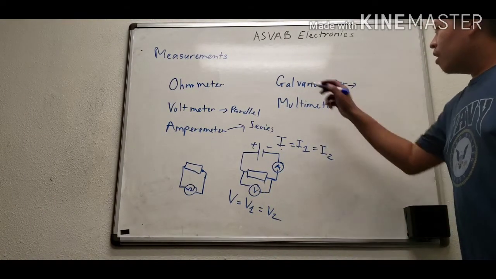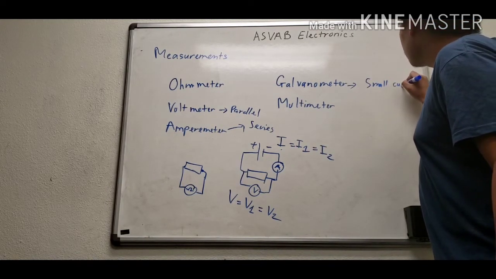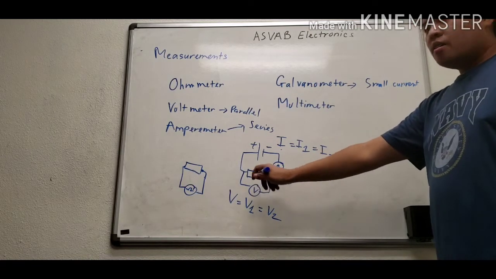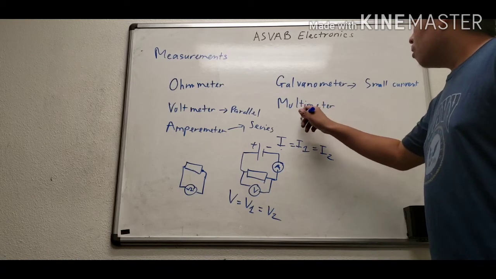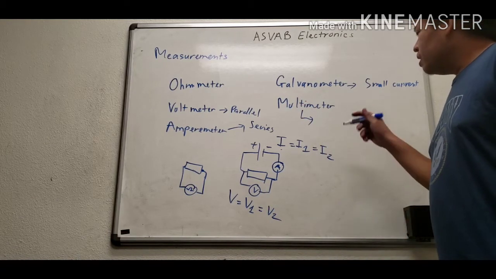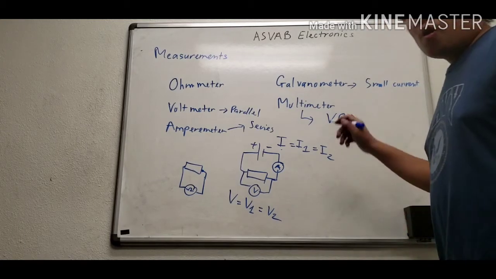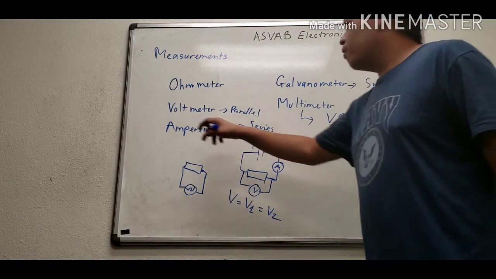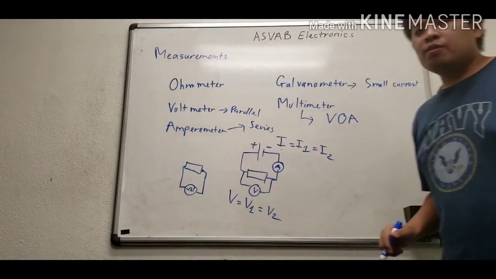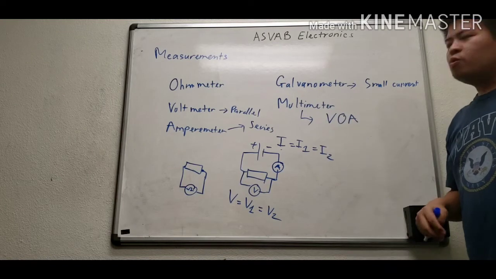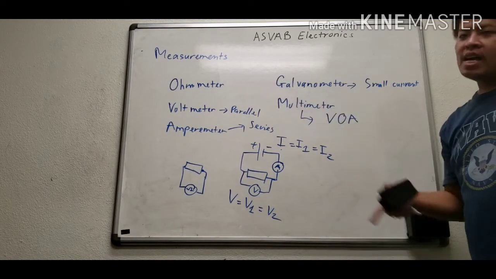The next one is the galvanometer. A galvanometer is used for small currents, with very low voltage and low current. The final one is the multimeter. Multimeter is also called VOA, meaning it measures voltage, ohm, and ampere. That's why we call it a multimeter: it can measure all of them, O, V, and I together.